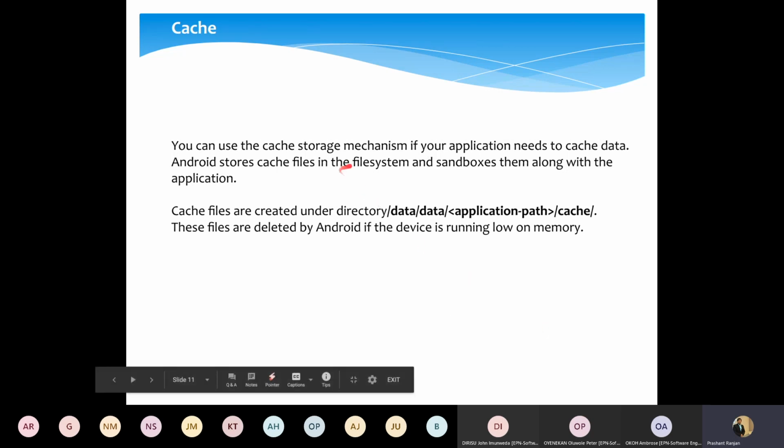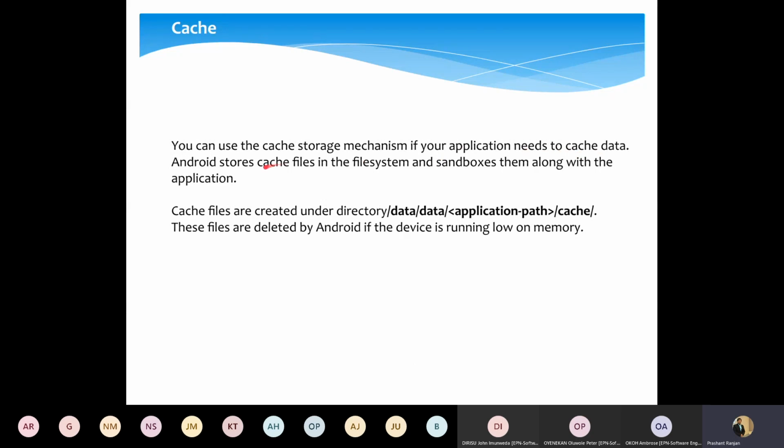You can use the cache storage mechanism if your application needs to cache data. Android stores the cache in the file system and sandboxes it along with the application. And where will it be created? It will be created inside data, then the name of the package, and inside that you have a cache, and there the file gets created. So when your application wishes to cache data, you can use the cache mechanism.